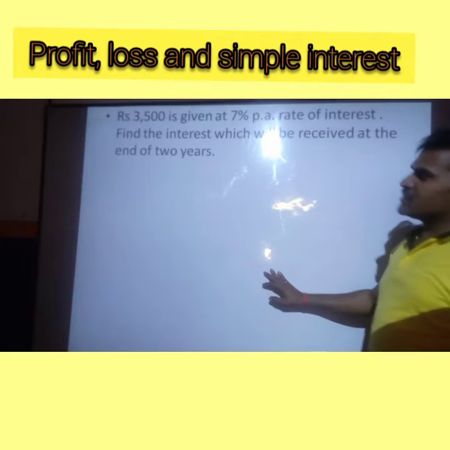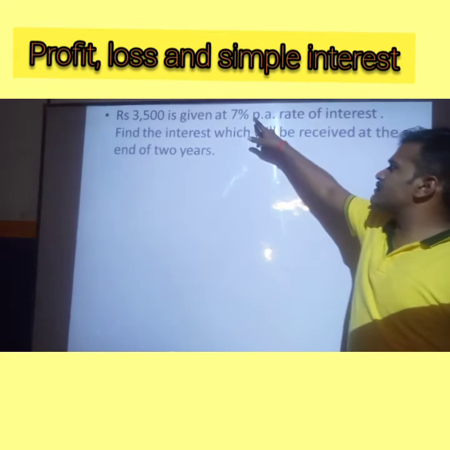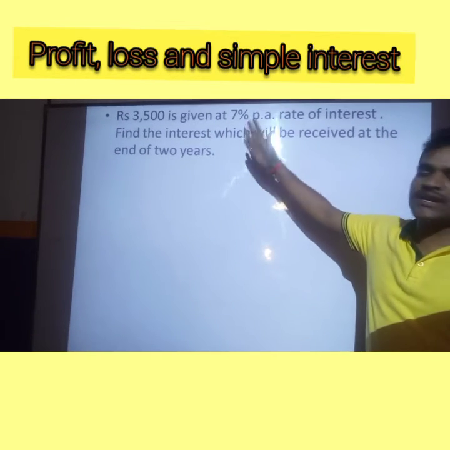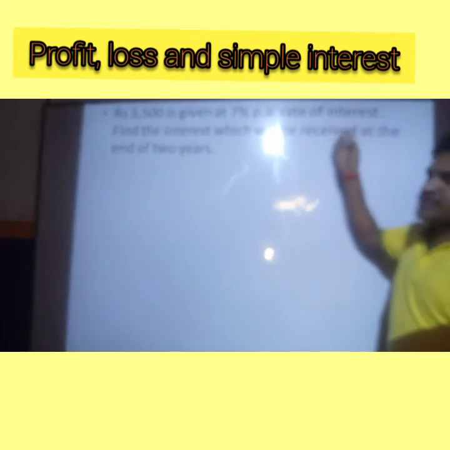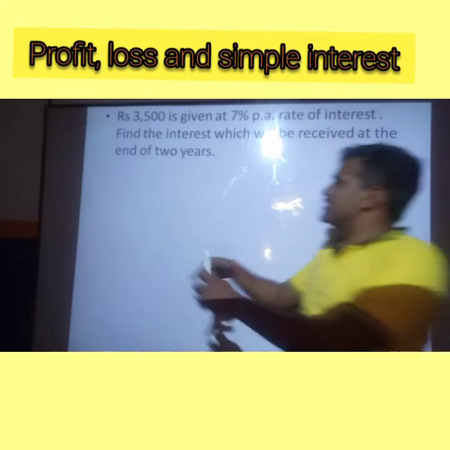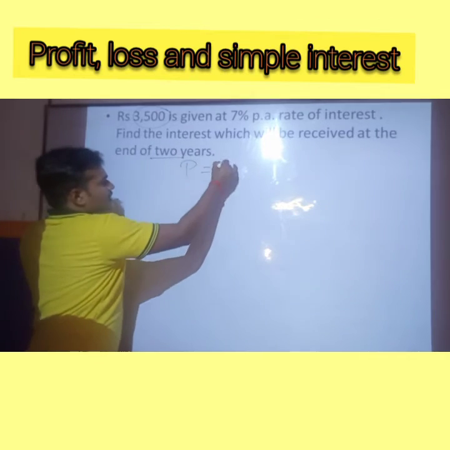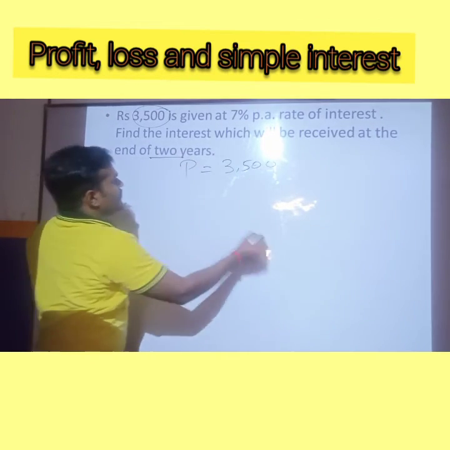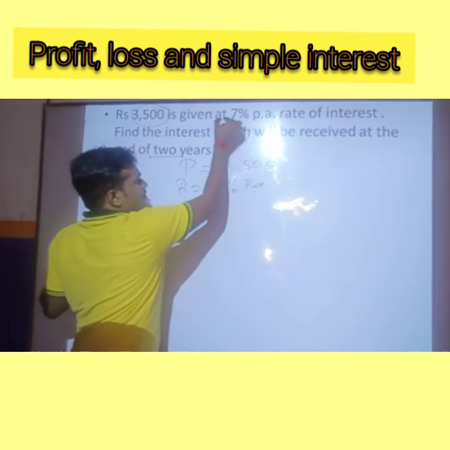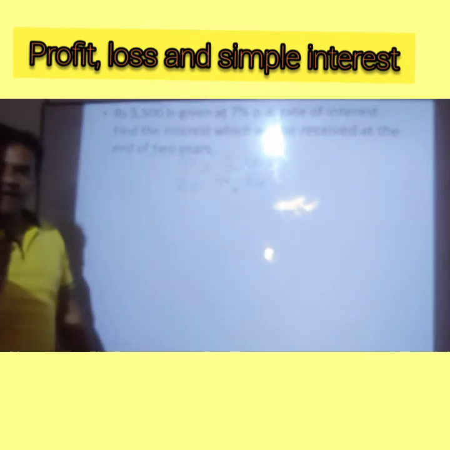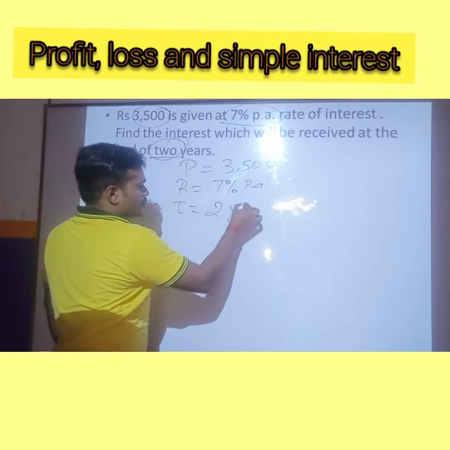Students, second question is given there. Rupees 3,500 is given at the rate of 7% per annum. Per annum means per year. Find the interest which will be received at the end of 2 years. So here principal is given 3,500, rate is given 7% per annum, and time is given 2 years.